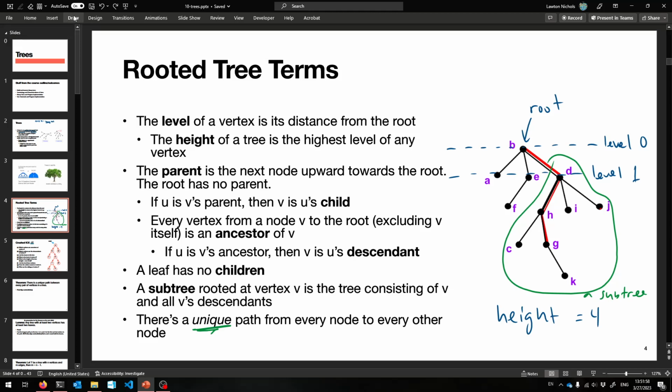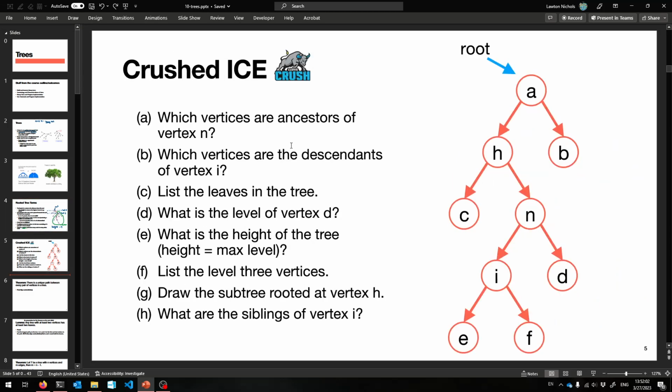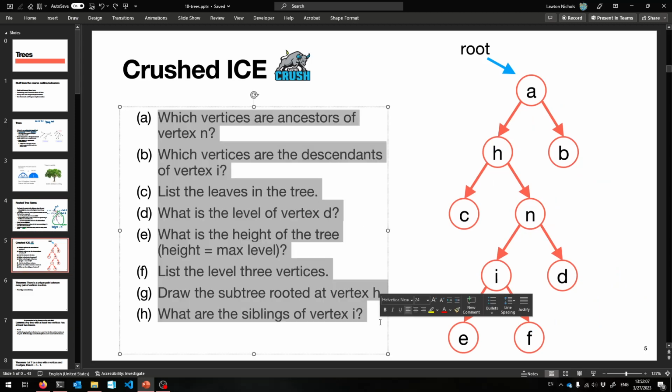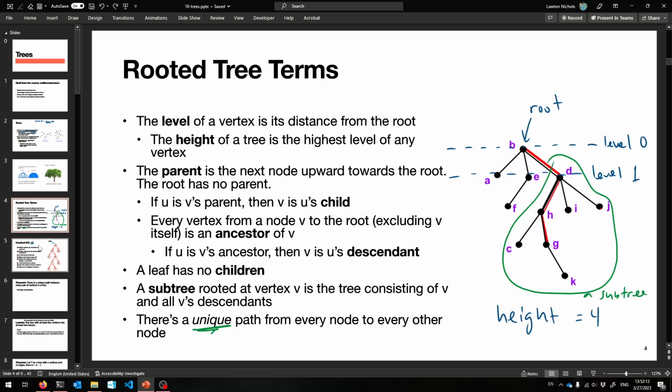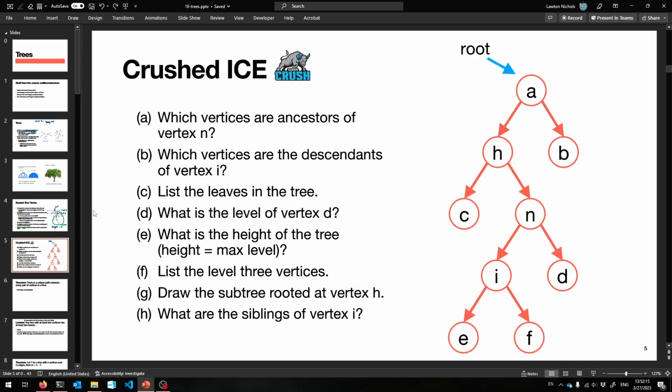All right, I think that's everything that I wanted to say on this slide. Here are some questions for you to try. See if you can get them. So here are a bunch of questions. Please pause the video and ponder all of them, and then I'll show you my answers. Here are the definitions if you'd like to take a look at that just briefly. All right.